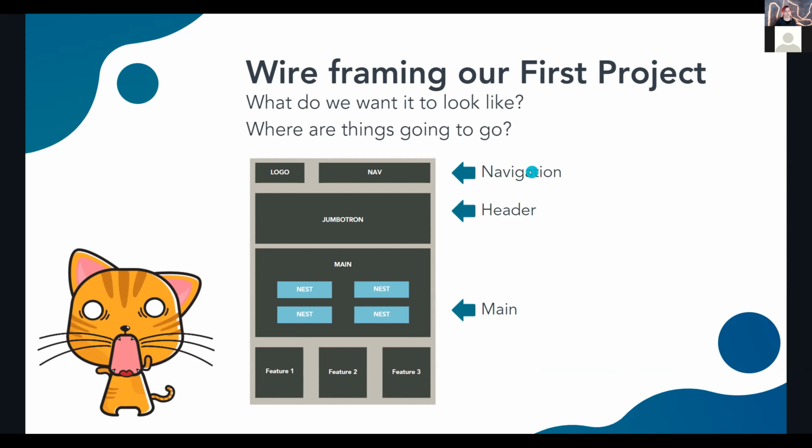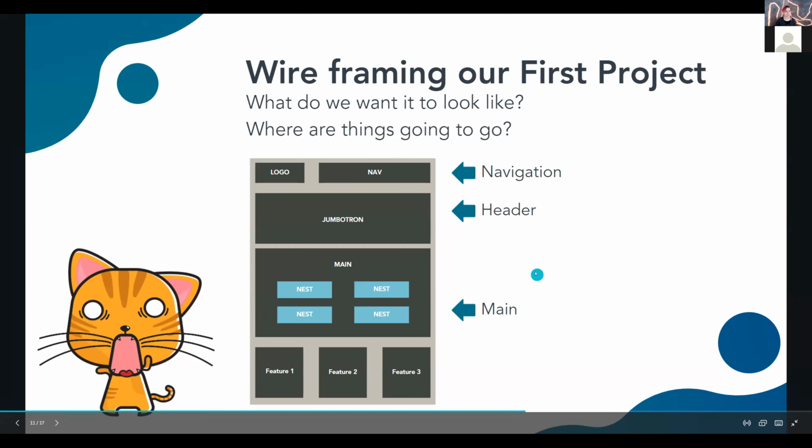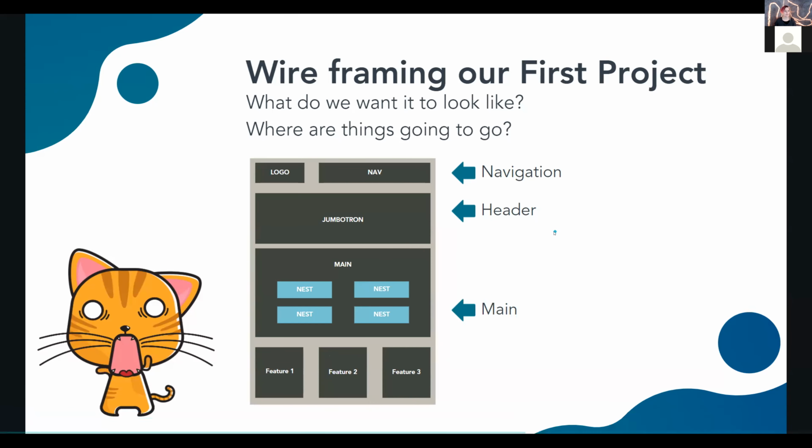We are going to have a navigation. We're still going to have a header, only we're going to use a carousel header. And then we're going to have a main section and a few card features down at the bottom. So it's going to be quite similar, except we're adding a footer to ours instead of ending at the features.